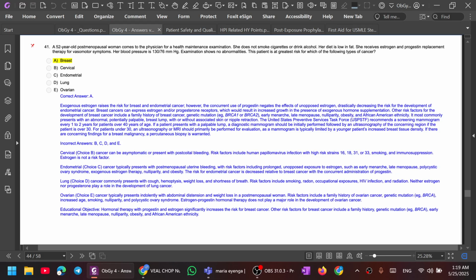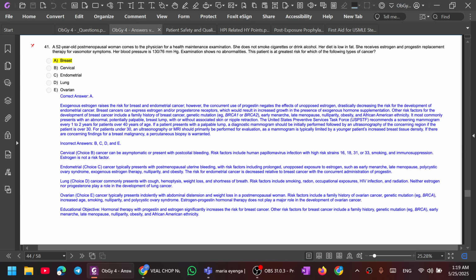Other risk factors for the development of breast cancer include family history of breast cancer, BRCA mutation, early menarche, late menopause, nulliparity, obesity, African American. It most commonly presents with abnormal, potentially palpable breast lump with or without associated skin or nipple retraction. The USPSTF recommends a screening mammogram every 1 to 2 years for patients over 40.